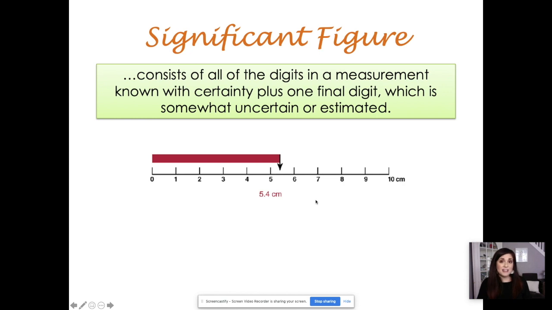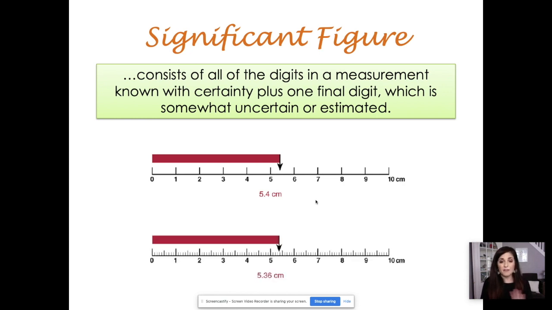If I were to have this same red line and a different measuring device, in this case you'll see that we have measurements to the tenths place. Again, for a fact, we can say that this is between 5 and 6. More so, we can say that this red line is in between 5.3 and 5.4. We can all see that. All of our measuring devices say that.